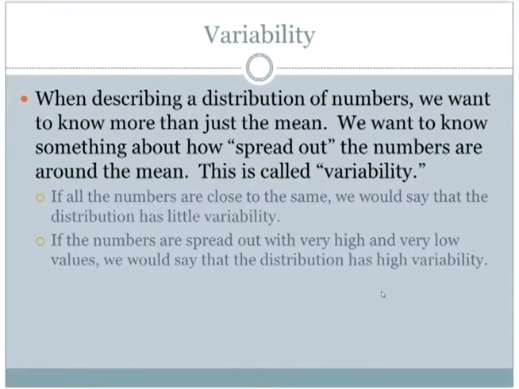So central tendency is one way to describe data. The other way to describe data, the other central characteristic we're interested in is variability. Basically, it's how spread out the numbers are around the mean. So we're dealing with interval or ratio level data, and we are interested in how spread out the numbers are around the mean. Are they very tightly compact around the mean, or are they all over the place? If they're all over the place, we'd say that there is high variability. And if they're all close to the same, then we'd say there's little variability.